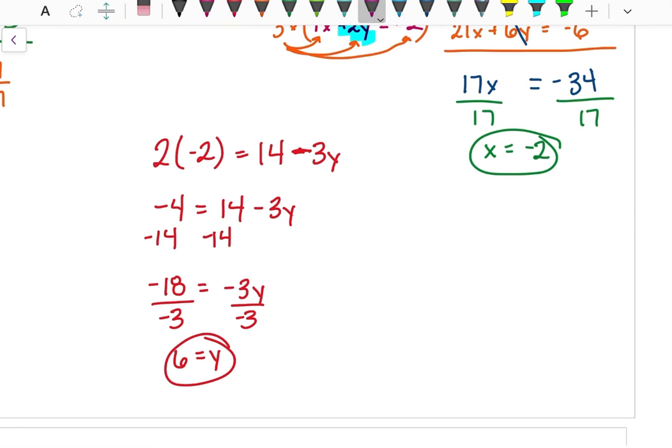So if I wanted to, I could write this answer as x equals negative 2, y equals 6, or write it as an ordered pair, which is negative 2, comma 6. And remember, this is just x and y.